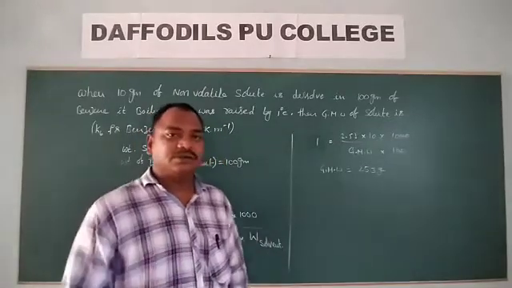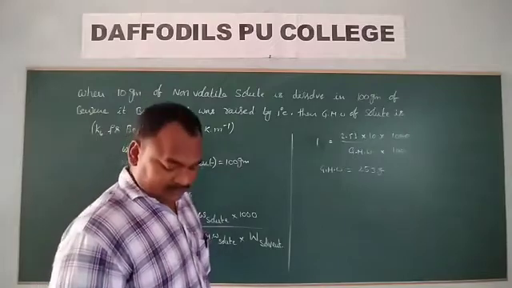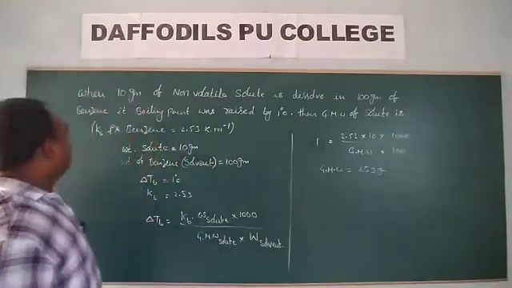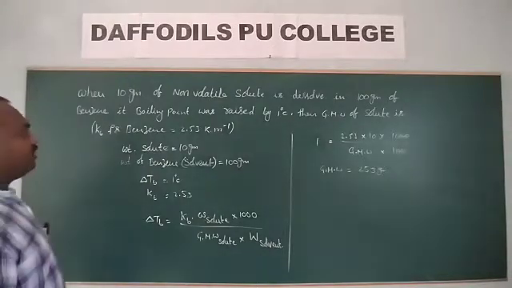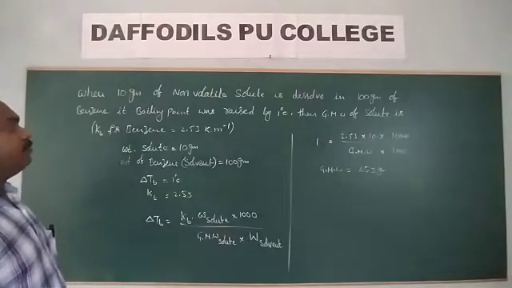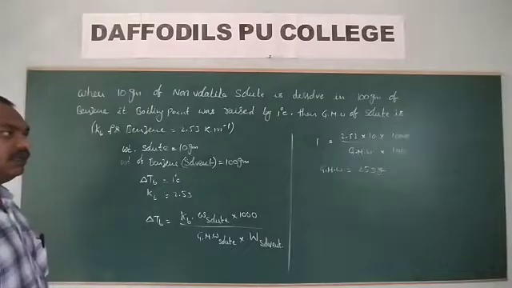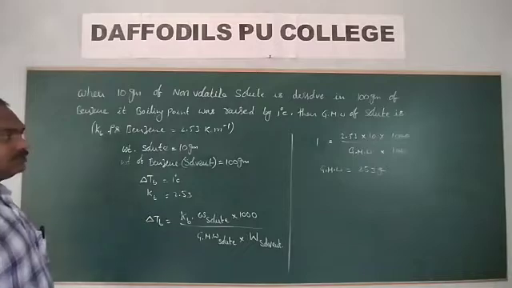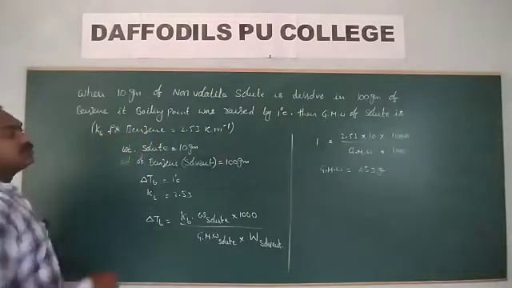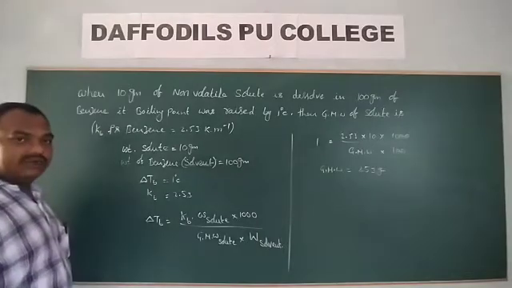Hello students, today's session we are doing colligative properties problems. I'm given a problem, that one is this one. When 10 grams of non-volatile solute is dissolved in 100 grams of benzene, its boiling point was raised by 1 degree centigrade. Then find out the gram molecular weight of solute. Kb for benzene is 2.53 Kelvin molality inverse.